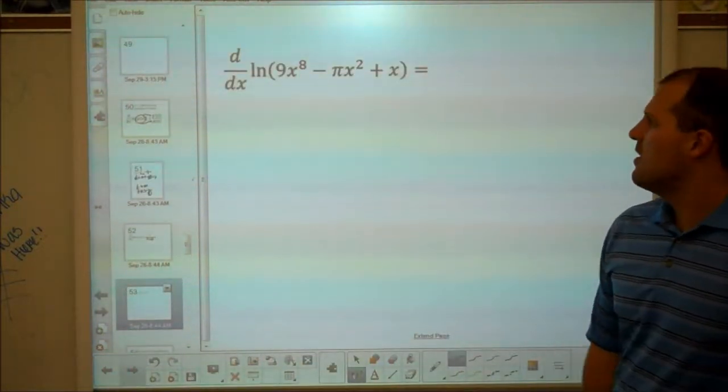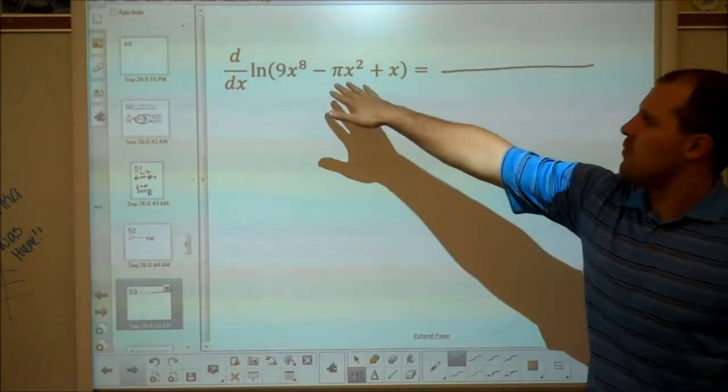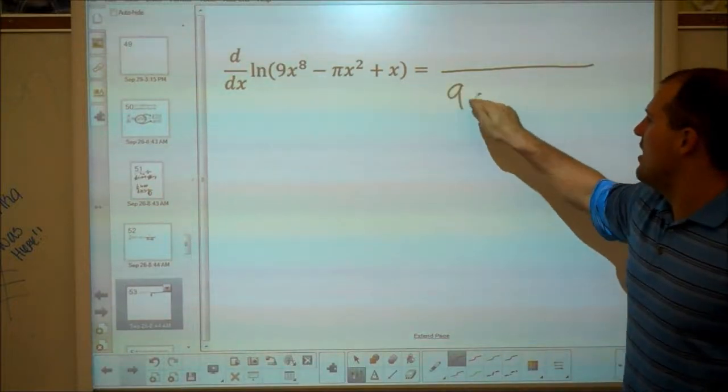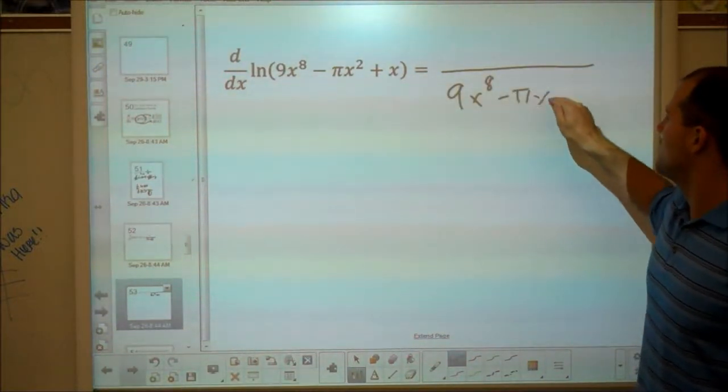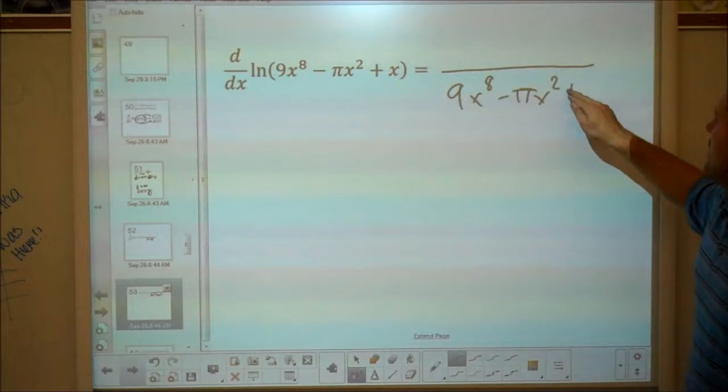Okay, a couple more. Okay, what about this one? Fraction, write the guts in the denominator. 9x to the 8th minus pi x squared, pi plus x.